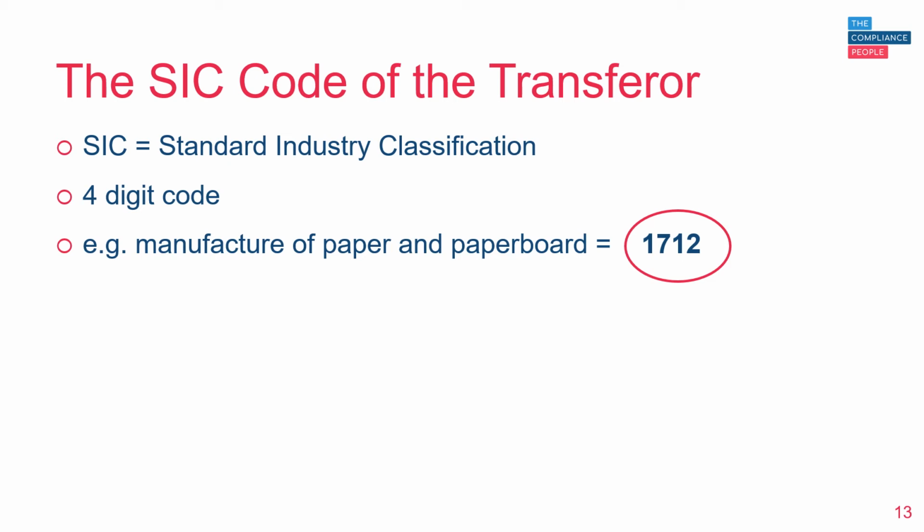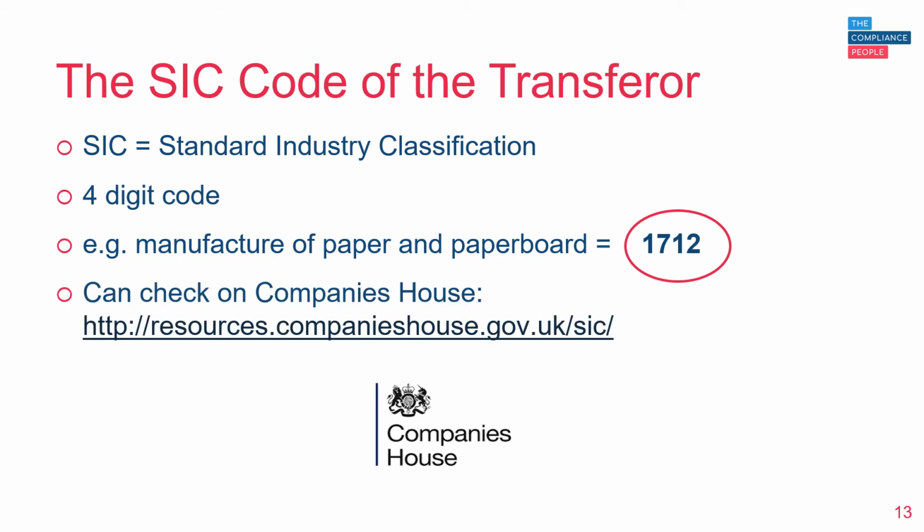You need to make sure that on every waste transfer note, the SIC code is correct. This is quite a common mistake that we see on waste transfer notes. You can check the SIC code for your company on Companies House using the link in the slide. Also, if you search for your company on Companies House, you can easily see the SIC code when it comes up.